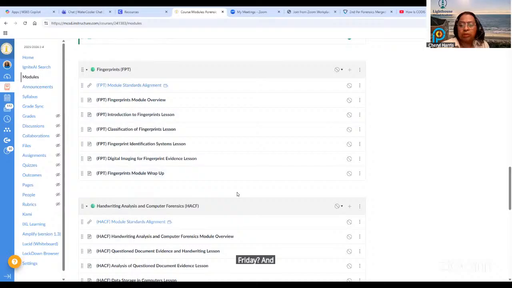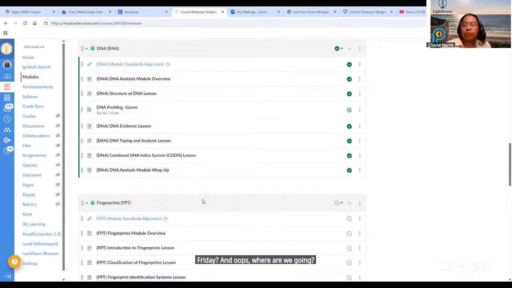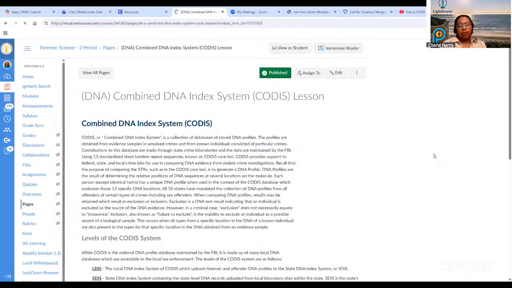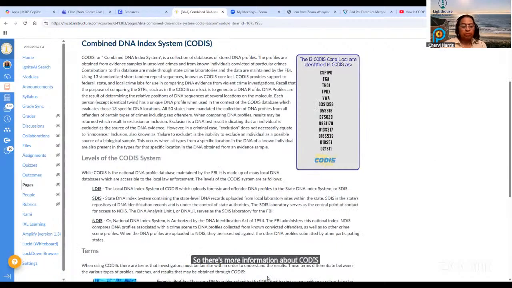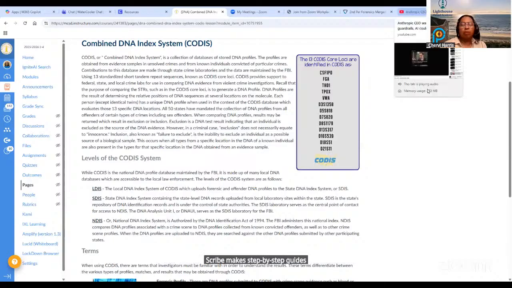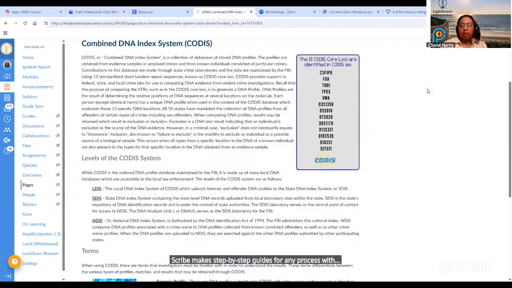And oops, where are we going? All right. So there's more information about CODIS, some more acronyms. Make that go away.